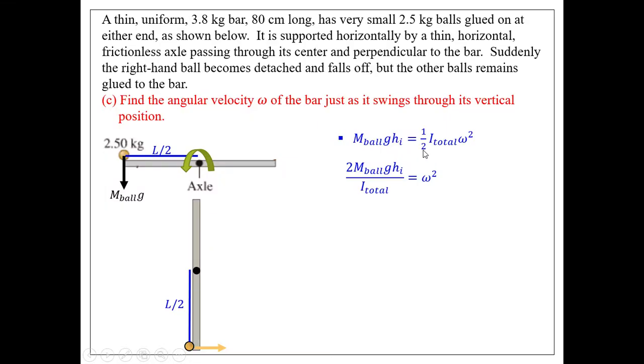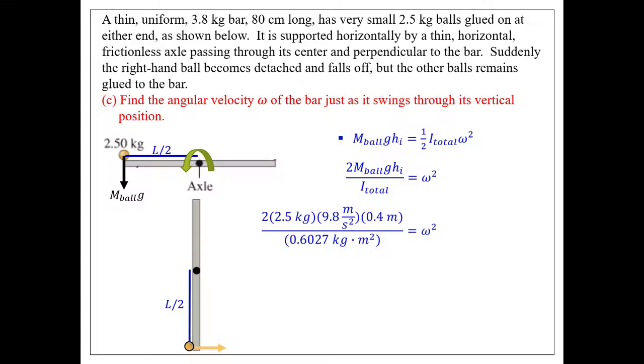Other than that, I'm just going to go ahead and plug and chug. I'm going to move the 2 to the top left, and divide both sides by I total to get omega squared by itself, because part C wants us to find the angular velocity. So the mass of the ball is 2.5, g is 9.8. The initial height here is 0.4. Keep in mind, again, as the ball swings downward, it only drops a distance of L over 2. So it's a common error to put L. Not for this particular problem, because the ball is placed at the midway point and the axis is through the midway point. So make sure you pay attention to how far the object actually physically falls in different types of scenarios. Other than that, I total I already found in the first part.